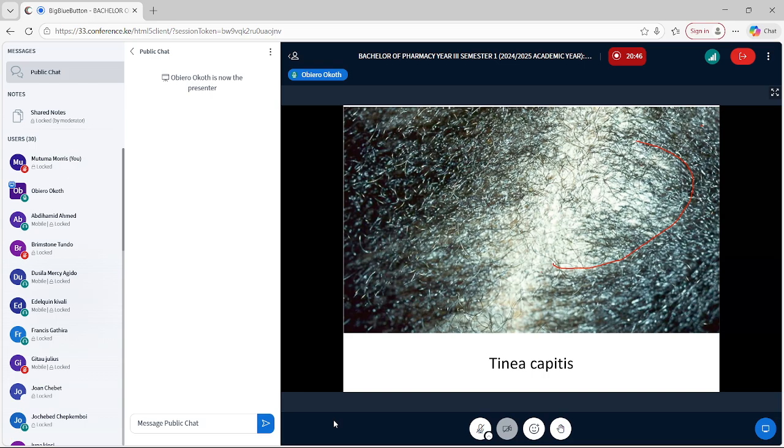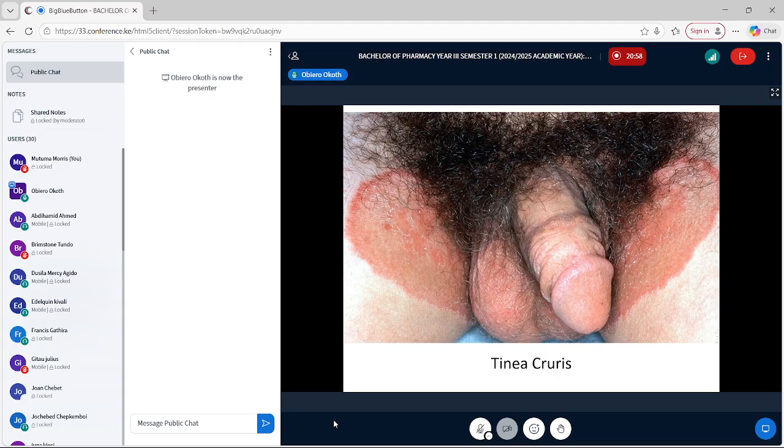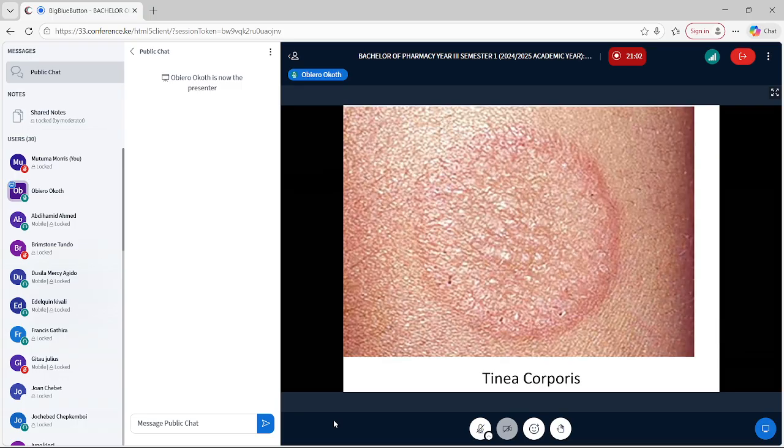Tinea pedis, you can also see it in between the toes. This is tinea cruris, or jock itch. Again, this is another variety of tinea corporis, and as the name says, it looks like a ringworm: an erythematous, sharply demarcated lesion with a bit of scaling and some thickening, what we call lichenification.